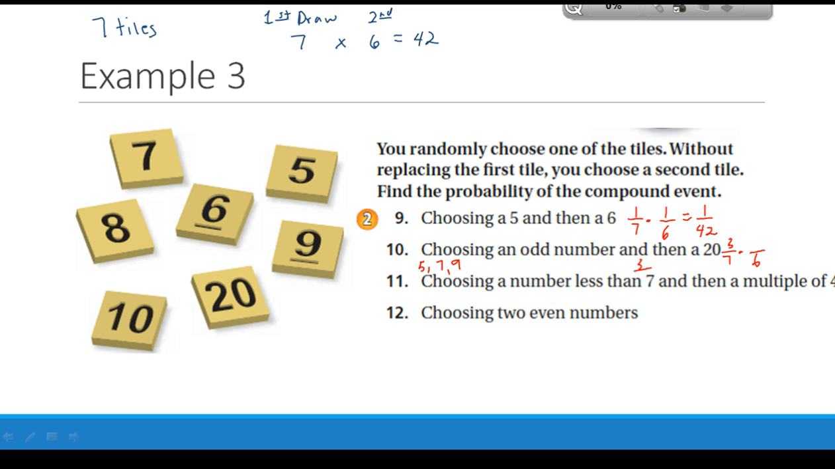Now a 20. Okay, so now a 20. Now is 20 an odd? No, 20 is an even, so that means I couldn't have already drawn the 20 because I drew an odd the first time. So when I draw the 20, I have 1 20 left, and then there's 6 choices. So this would be 3 over 42, and that can be reduced to 1/14.